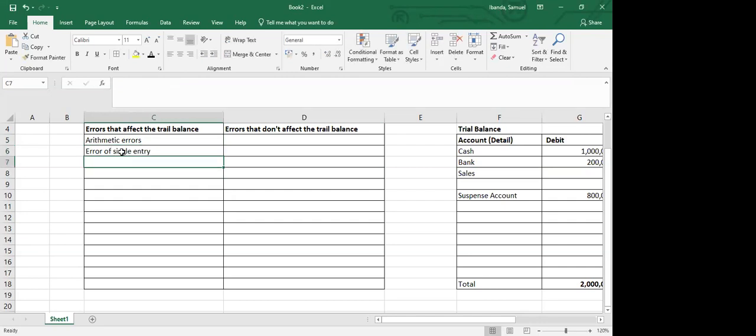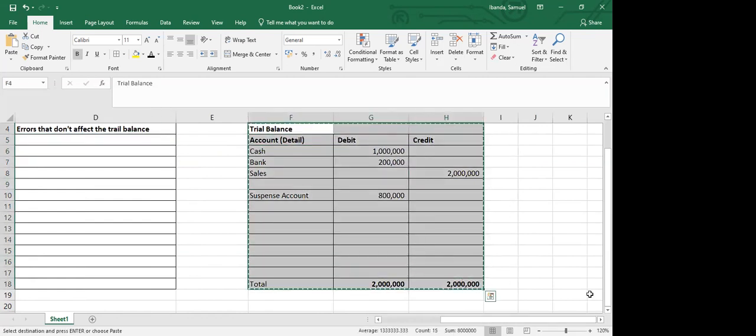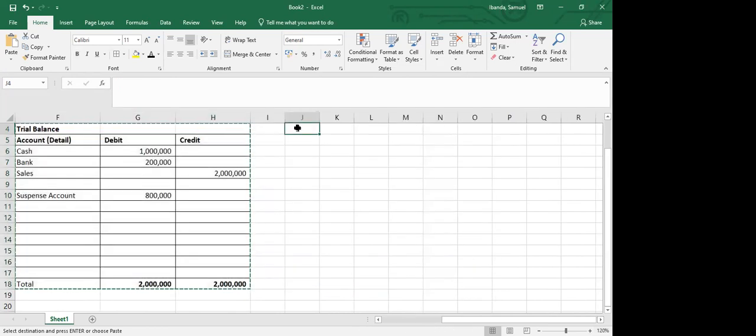What else can you think about? Those that are following, please type in the chat box what kind of errors you've revised and could think about that could affect our trial balance. That could be one case of such errors. We shall learn more about the errors even as we go through our question.